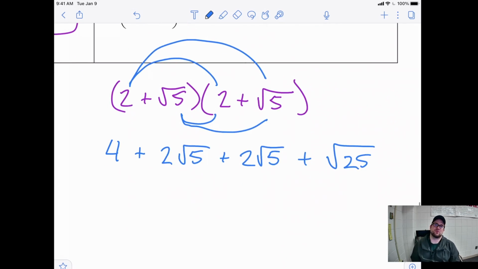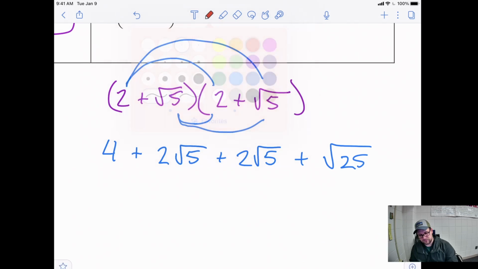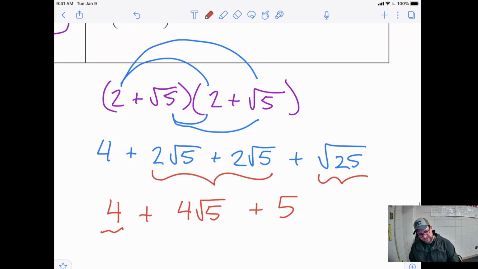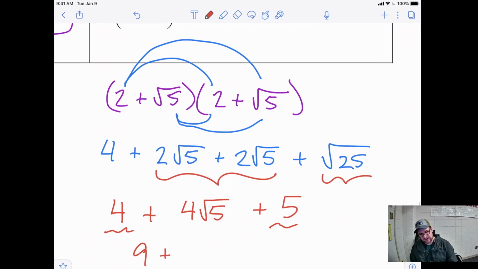Now, to wrap this problem up, 2 square roots of 5 plus 2 square roots of 5 is going to give us 4 square roots of 5. The 4 drops down. What's the square root of 25? Well, that is just 5. Okay, we're not quite there, but we're really close. 4 and 5 are going to give us 9. So I'm going to get 9 plus 4 square roots of 5. This is our final answer.